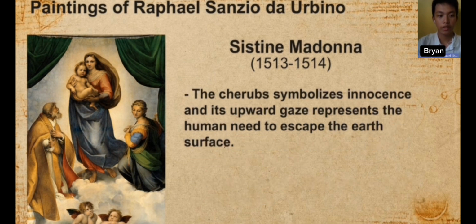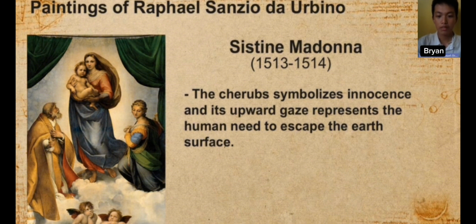The cherubs, or the little angel below, symbolize innocence, and their upward gaze represents the human need to escape the earth's surface. The Sistine Madonna is a famous painting by Italian artist Raphael, created in the early 16th century. It is considered one of his masterpieces and is known for its artistic and religious significance.